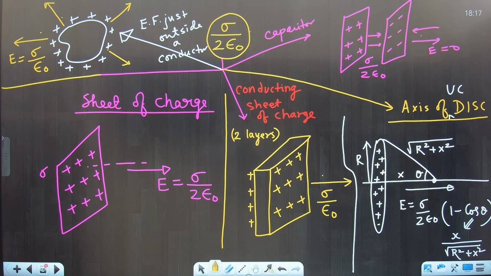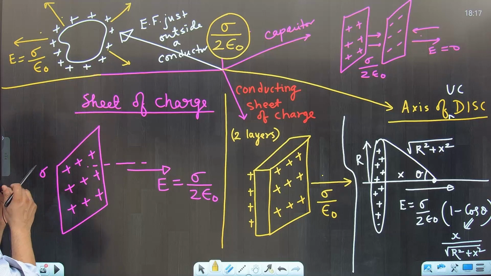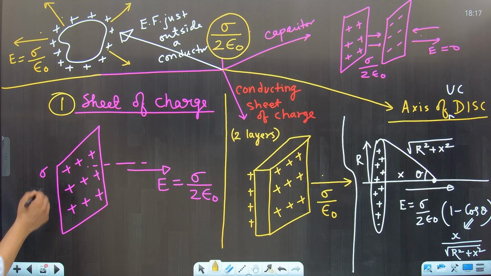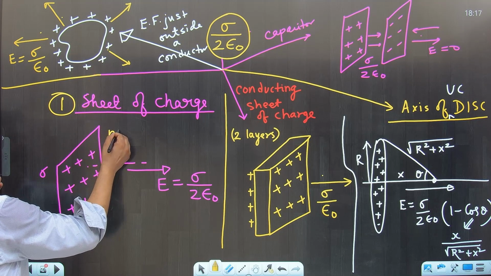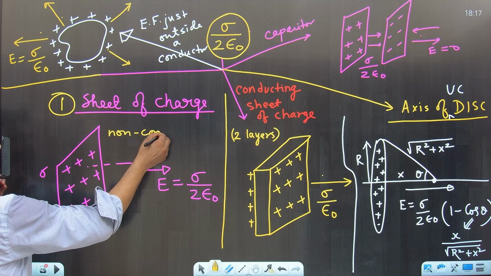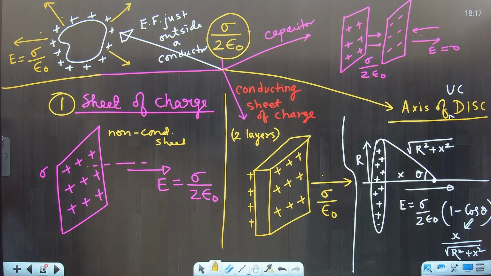See, this sigma by 2 epsilon 0 appears at 5 places. First is sheet of charge. There is a large sheet of charge, electric field due to which is sigma by 2 epsilon, right? Sigma is charge distribution on its plate. You can say this is a non-conducting sheet because it is single layered, non-conducting sheet or sheet of charge.